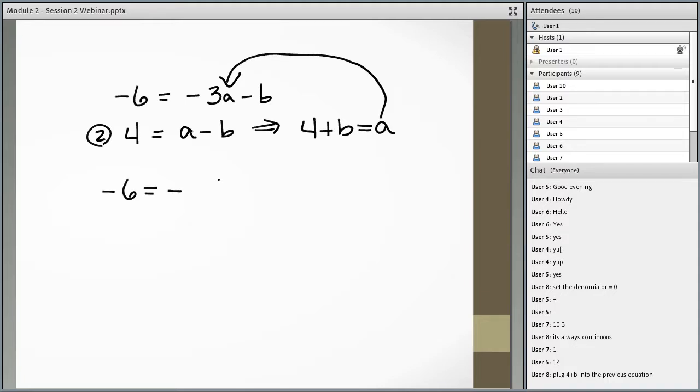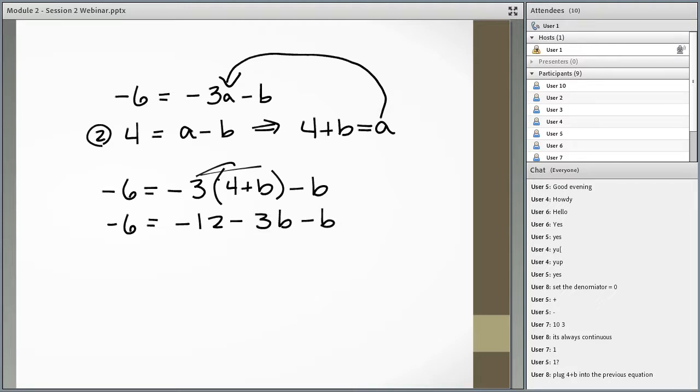So I have negative 6 equals negative 3, and I'm just replacing a by 4 plus b, and then minus b. So now I have one equation with only one unknown variable, and that's b. When I distribute, I have negative 6 equals negative 12 minus 3b minus b. So the negative 3 gets distributed to both. Then I have negative 6 equals negative 12 minus 4b, and I need to solve for b.